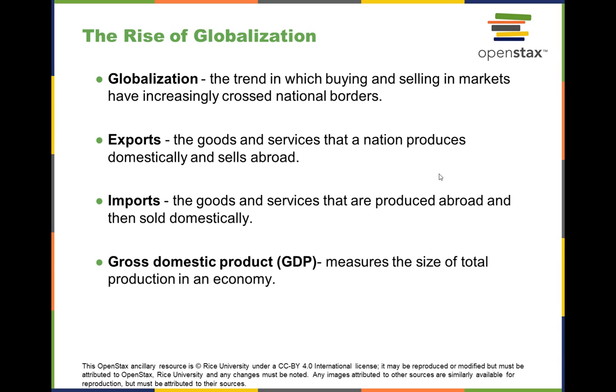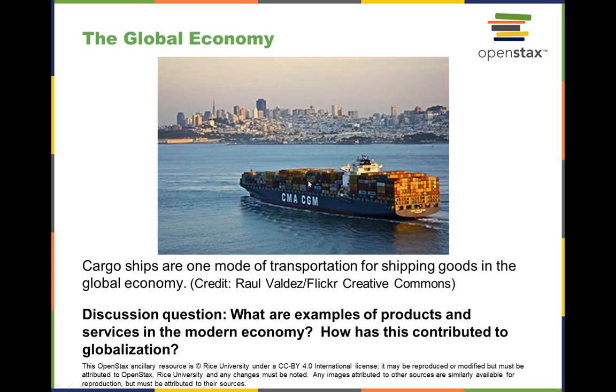Exports, the goods and services that a nation produces domestically and sells abroad. Every country wants to be able to sell exports. Imports are the goods and services that are produced abroad and then sold domestically. Every country wants to limit imports, because if you are buying things from another country, it means that your businesses and your people aren't producing them. Gross domestic product is the measure of the size of the total production in an economy.